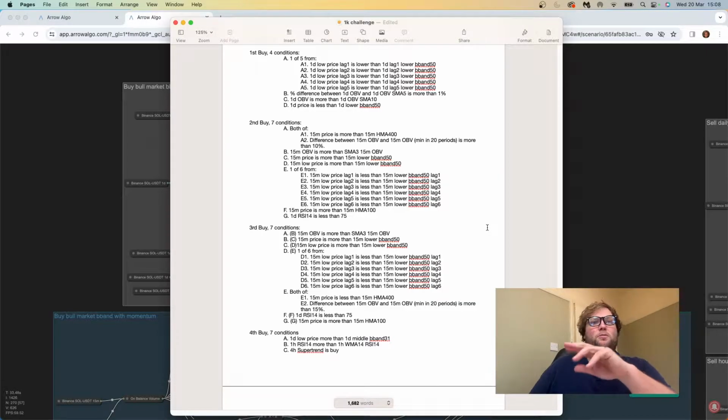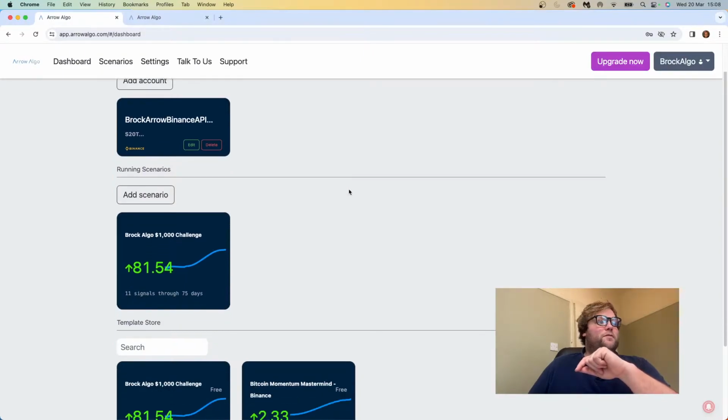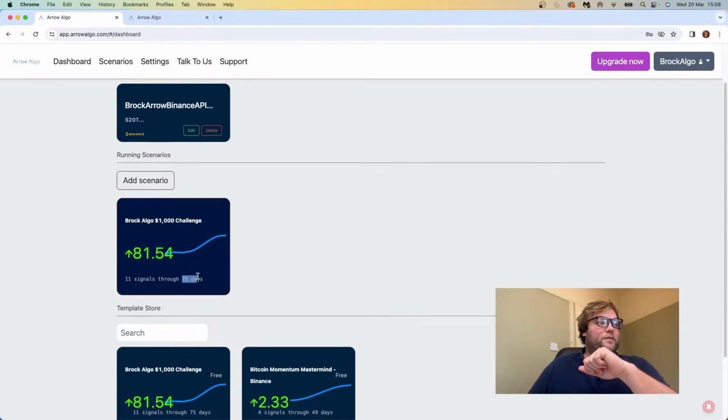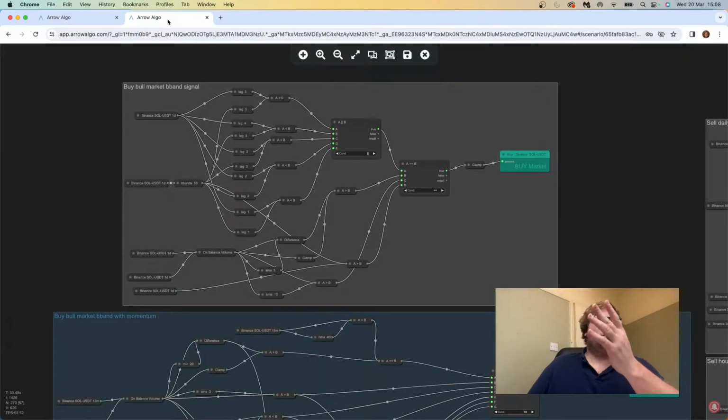So you won't see this operating in a falling market. That's why, if you look at the trade history for it, we've only seen 11 signals in 75 days. That's because it only trades when the market's rising. It's a spot strategy. It's not one that's going to sell short when the market's falling.